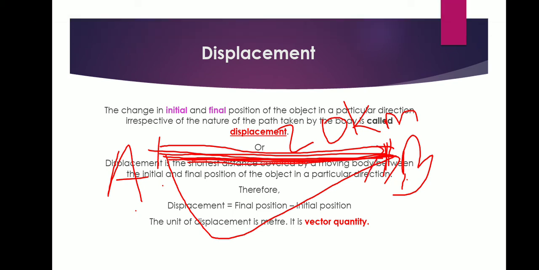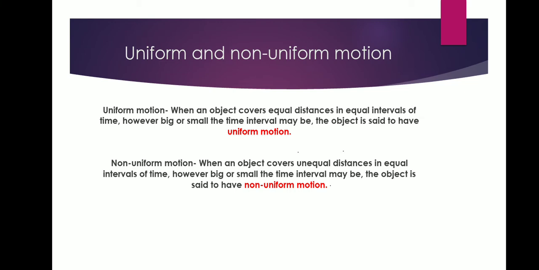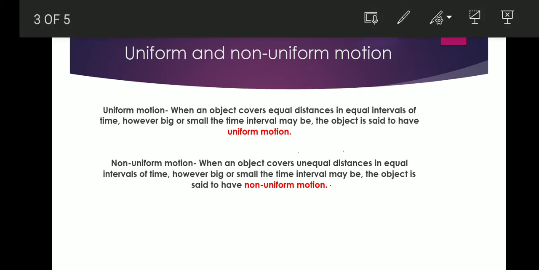Let's go to the next. Here we have uniform and non-uniform motion. What is uniform motion? When an object covers equal distances in equal intervals of time, however big or small the time interval may be, the object is said to have uniform motion. So let's give example here.